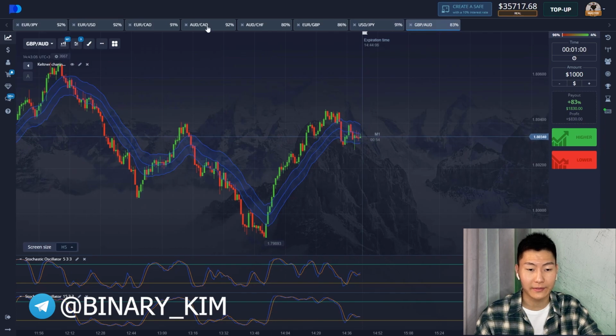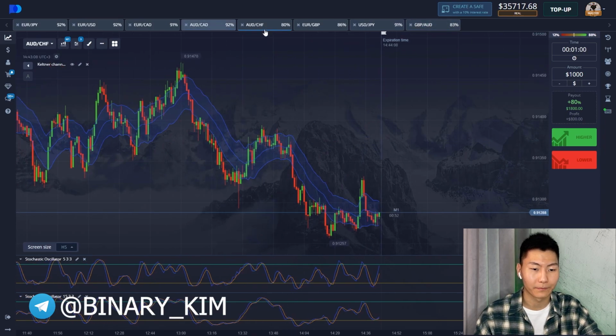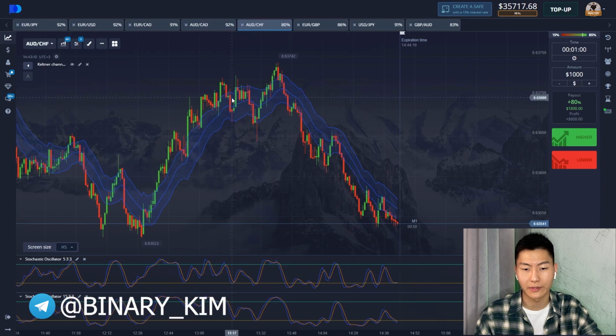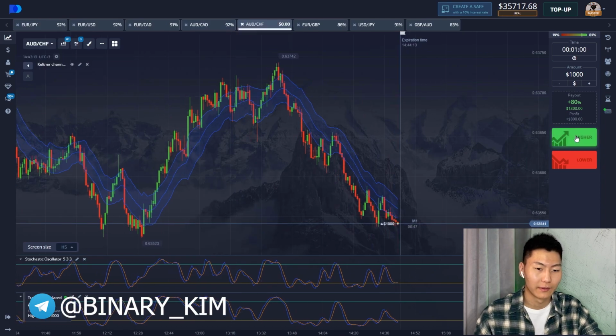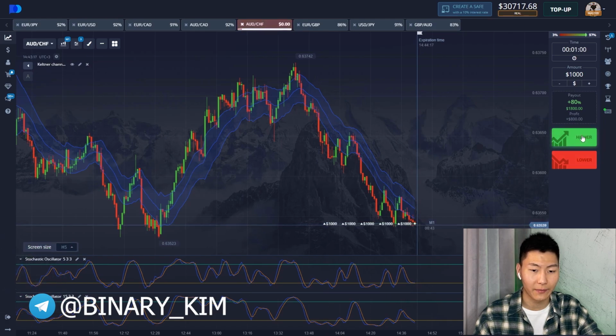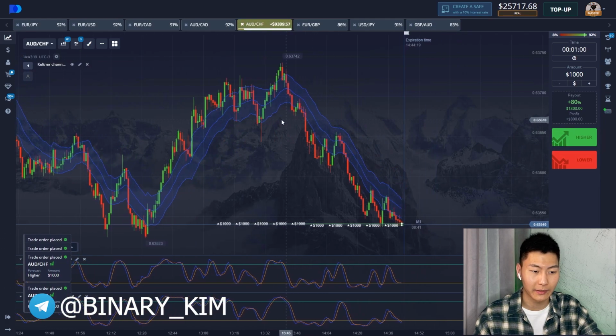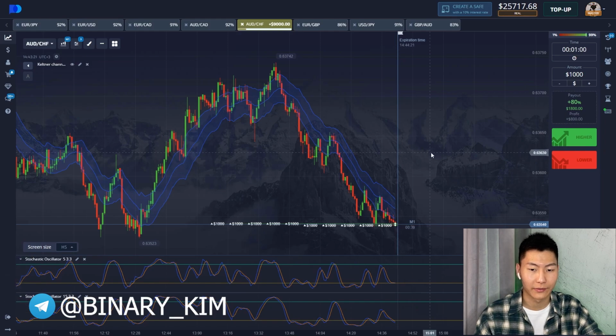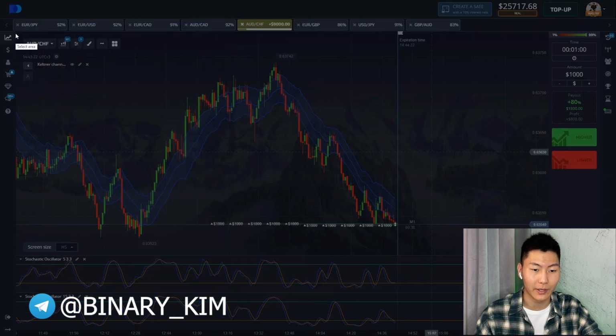Let's find the next trade entry. The previous currency pair wasn't good enough. And let's open our long position here. Let's multiply our position. Here is a very good trade entry for now.